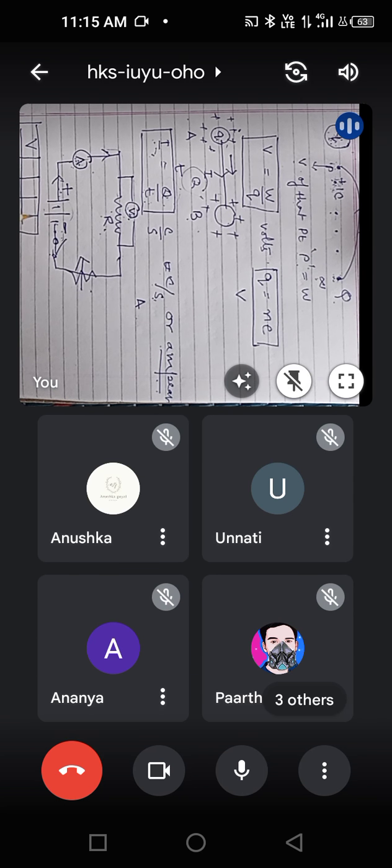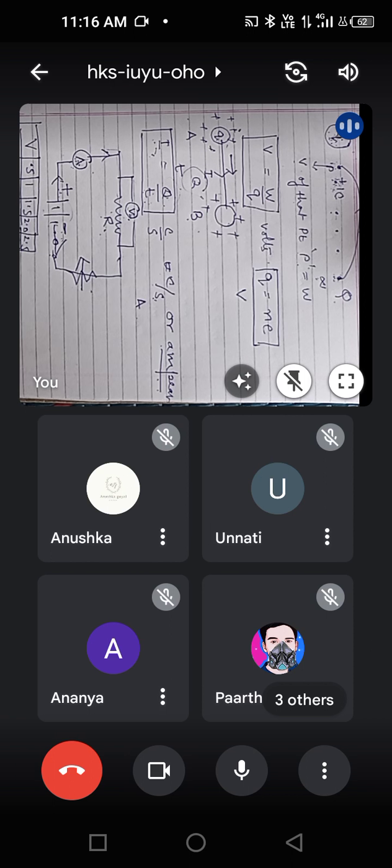So if the changes in V and I are recorded, suppose the voltage is 0.5 volts, 1 volt, 1.5 volts, and this is 2.5 volts. These are the readings, and the current also changes. This is say 0.1 ampere, 0.2 ampere, 0.3 ampere, 0.4 ampere, 0.5 ampere. Suppose these kinds of readings are there. So they will be uniformly increasing. This will also be uniformly increasing.